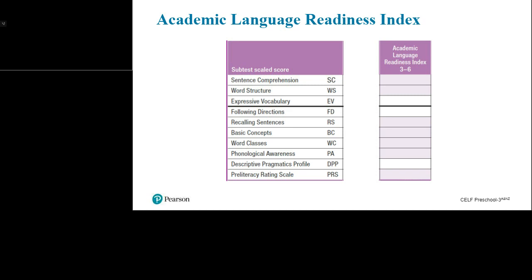Now, this group of subtests captures abilities by two things, our language domain and by our language modality. What I mean by that is language domain, we're going to be able to pull out content. So what's the child's vocab like? What's the actual language content like? And we get that from the expressive vocabulary score. We're going to be able to look at their form from the following directions and the use of their language from their descriptive pragmatics profile.